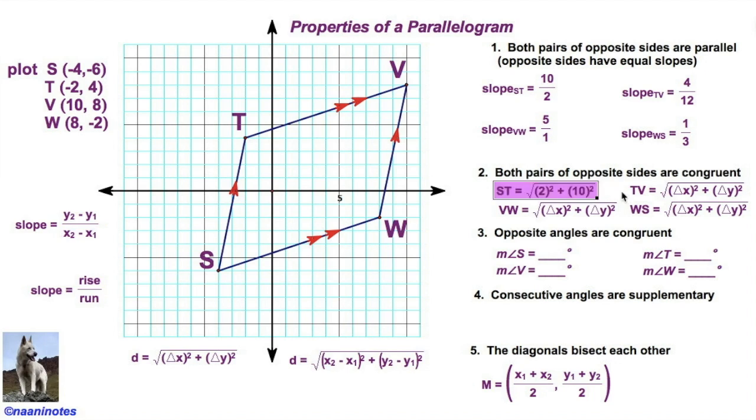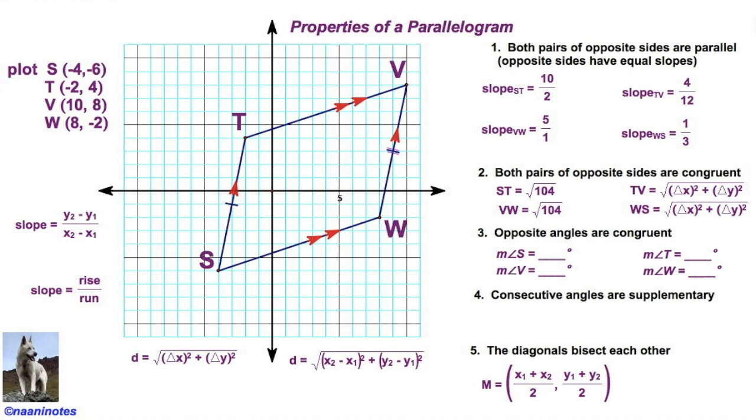Now, we could do the arithmetic there. We know 2 squared is 4, 10 squared is 100, so that's going to end up being the square root of 100 plus 4, or the square root of 104. Let's see how this one comes out. VW or WV. Again, we've got a change in x of 2 and a change in y of 10. And of course, that again is going to come out to be the square root of 104. So those two are the same. We could put in a little tick mark. Let me see if I got a tick mark right there. There. Mark them congruent, because they are.